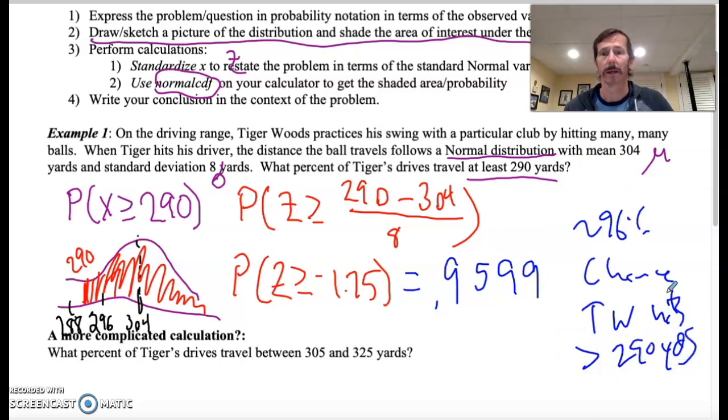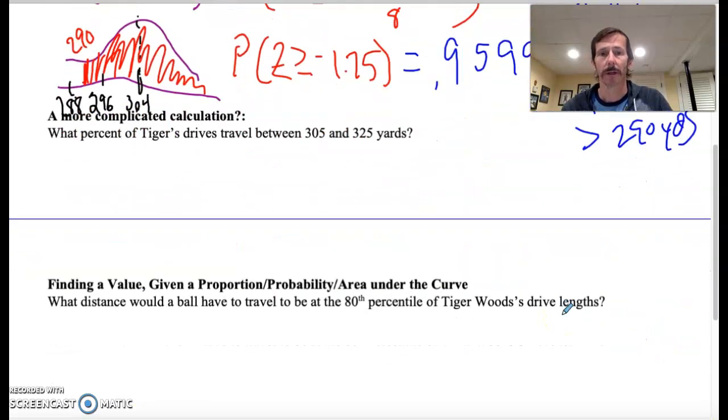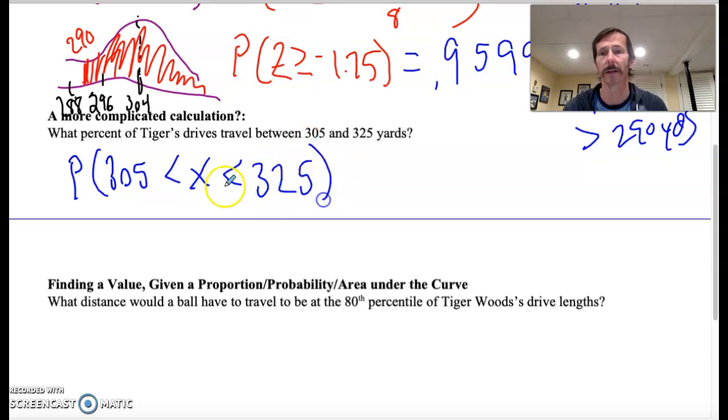There we go. All right, so I'm going to do example 2. Now I say it's more complicated because I've got 2 different values: I want to go in between 305 and 325. So this as a probability is saying what's the chance that my drives are between 305 and 325. Now again, it doesn't matter if I put these guys under here or not in a normal distribution. You can put them there or not. This doesn't indicate that it includes them. It just says between them.